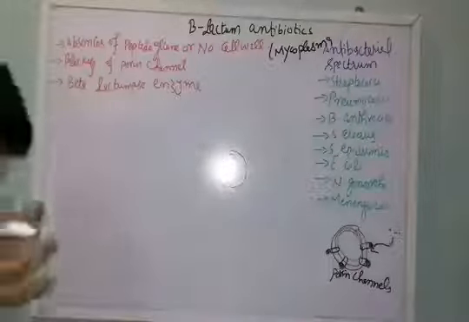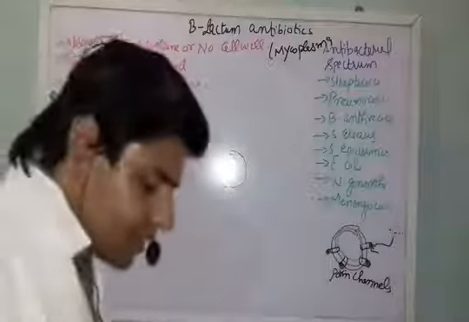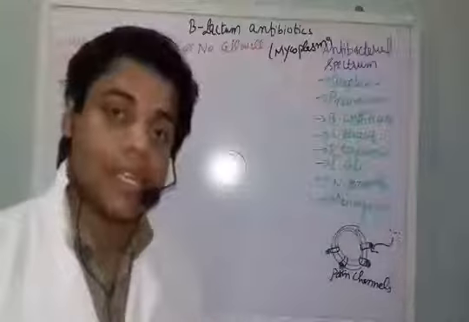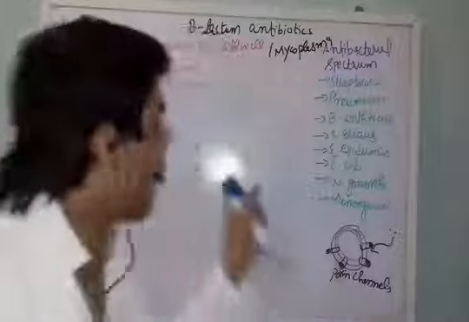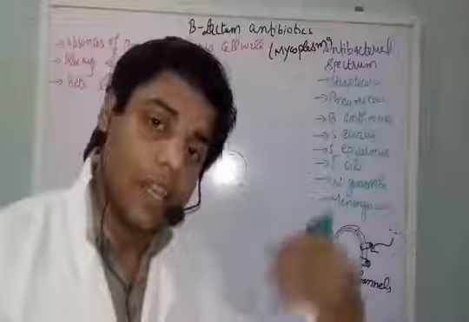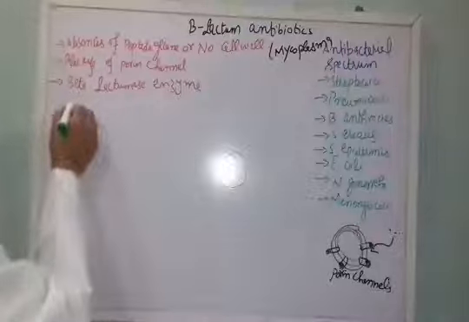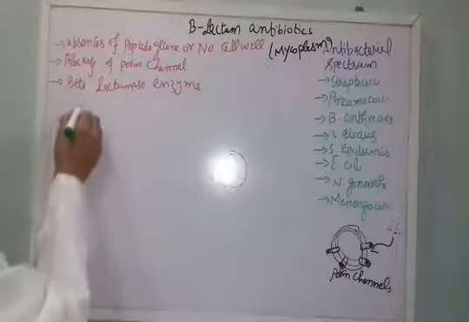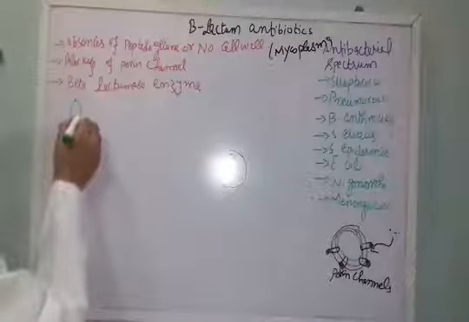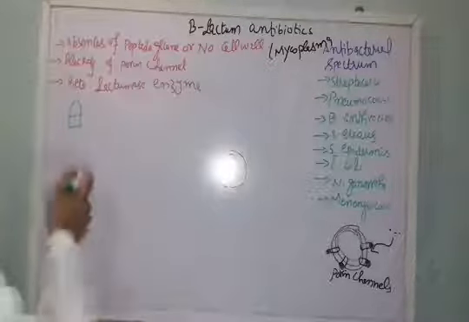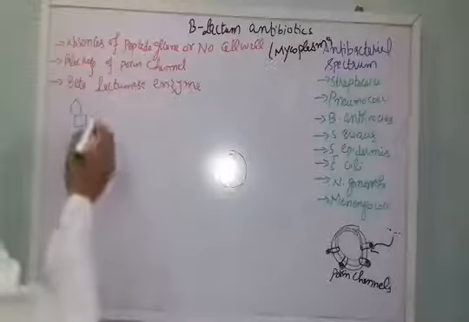Now what is beta-lactamase enzyme? Beta-lactamase enzyme is the enzyme that is active against these beta-lactam antibiotics. Here I will discuss beta-lactamase in detail. Let's suppose this is the structure of a beta-lactam antibiotic, meaning cephalosporin, penicillin, carbapenems, monobactams. Let's suppose these are the structures.